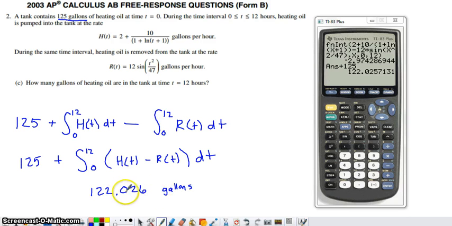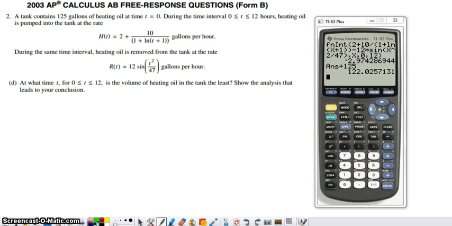If you left this as 122, or if you left it as 122.02, unfortunately, because you didn't carry 3 digits of accuracy, you're going to miss a point for that issue. So our answer for part C is that many gallons. Part D is going to be based off of what we've done in part C to a certain extent. It says, at what time from 0 to 12 is the volume of heating oil in the tank the least?